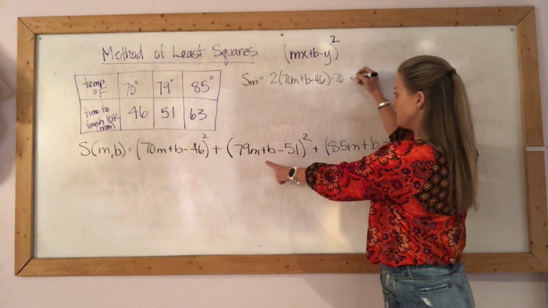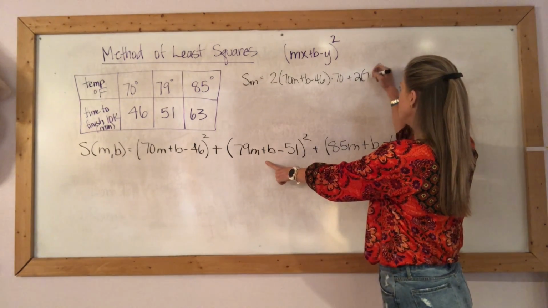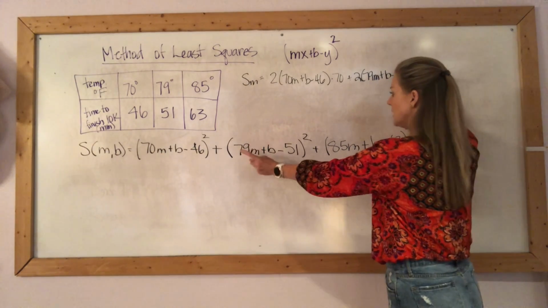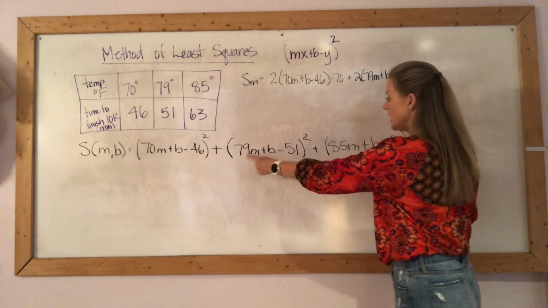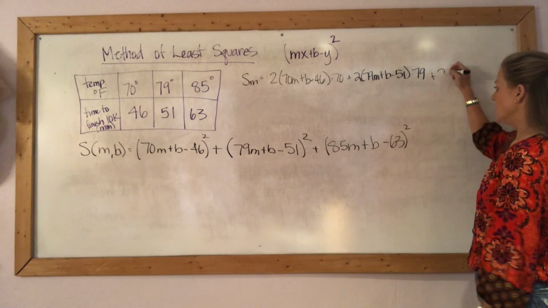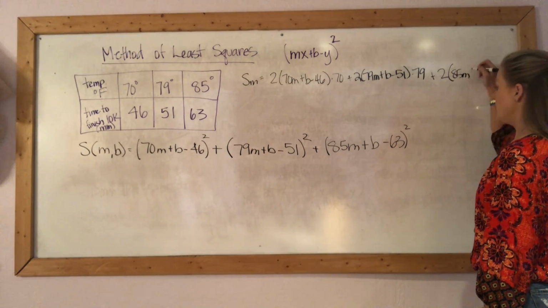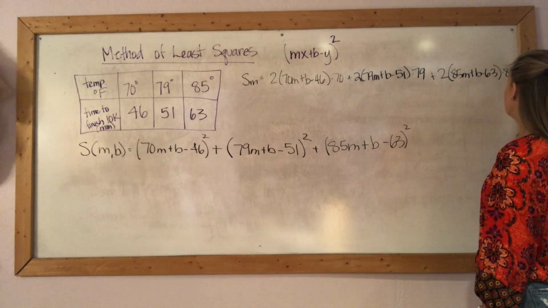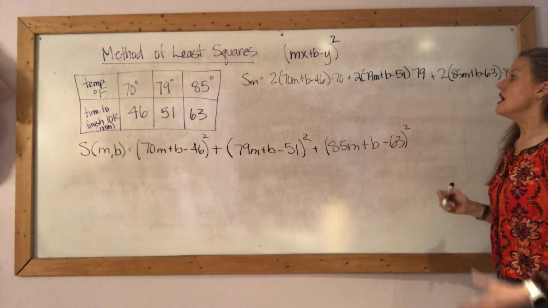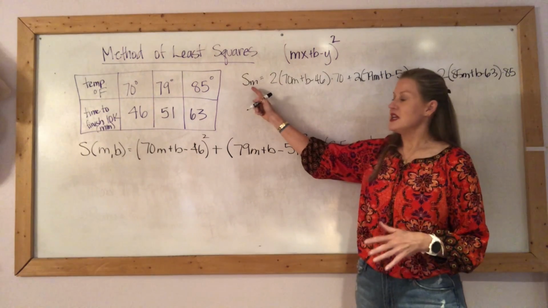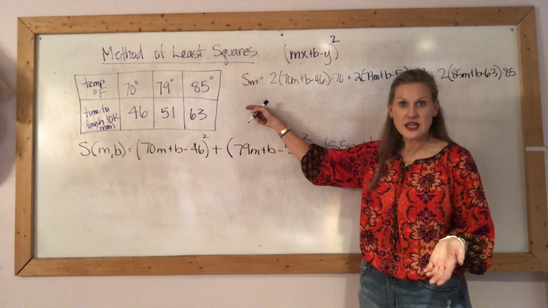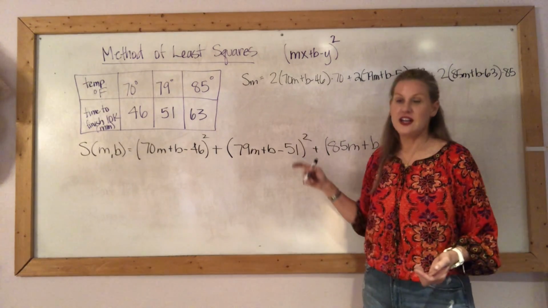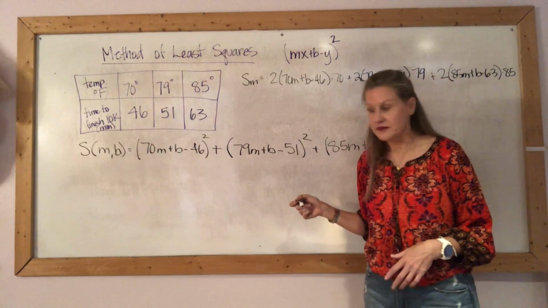Over here, same game. 2 times 79m plus b minus 51 times 79. And lastly, 2 times 85m plus b minus 63 times 85. Now what I like to do is, instead of taking s sub m and then s sub b immediately, I find s sub m, completely simplify, then I find s sub b and completely simplify.